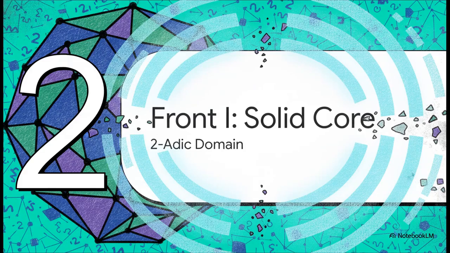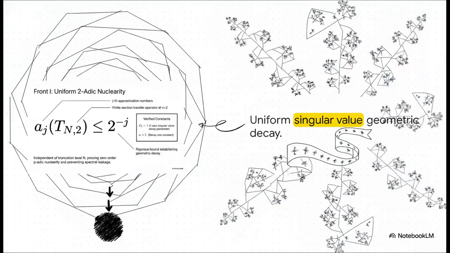Moving on to Section 2. Front I, the solid core. This is where we secure the two-adic domain against any instability. The math here is just beautiful. We have a uniform geometric decay bound where the jth approximation numbers of our finite section transfer operator are strictly less than or equal to 2 to the power of negative j.